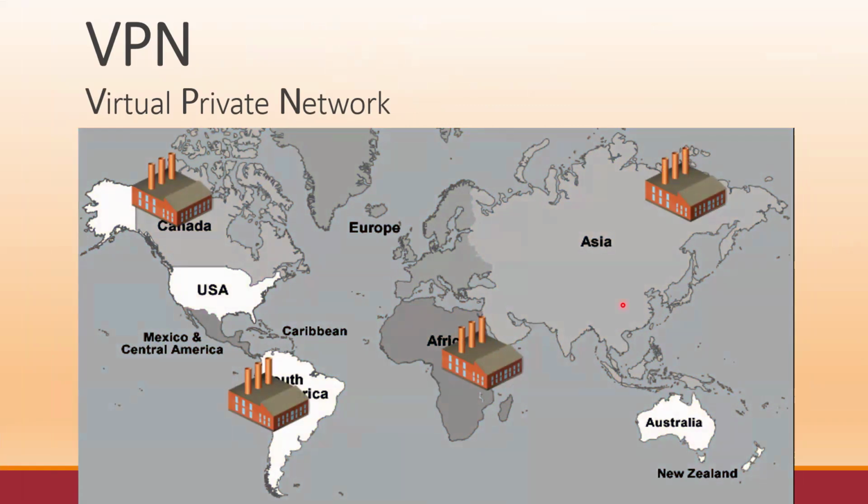Let's say there is a company that owns four buildings, and one building is in Canada, another one is in South America, Africa, and there's one in Asia. They all belong to the same VPN. They are logged into the same VPN. And let's say they have a VoIP telephone system installed in all of those. And that VoIP telephone system logs into the same common VPN network.